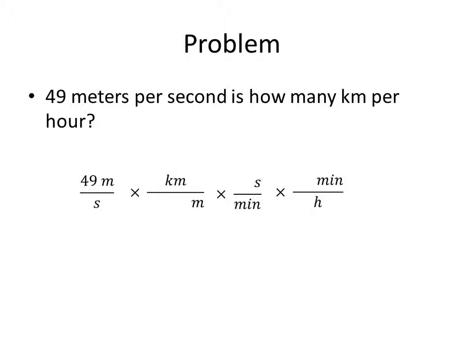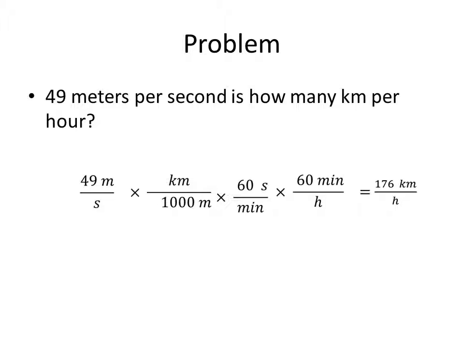Now I need to make sure that each one of my fractions is equal to 1. Kilo equals 1,000, so a kilometer is equal to 1,000 meters. How many seconds are in a minute? Well, most of you know that 60 seconds are in a minute. And then how many minutes are in an hour? Well, 60 minutes is in an hour.